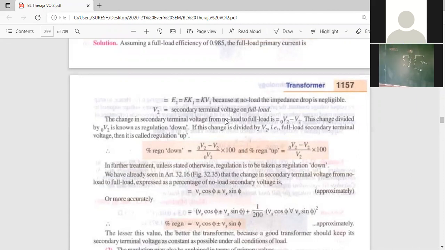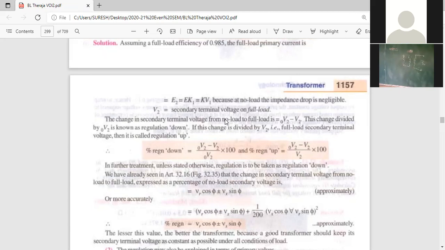We are opening the secondary winding. We are not connecting any load. That is called no load condition. In the no load, in the open circuit, voltage is there or current is there? Voltage will be present. In open circuit, your current is 0.